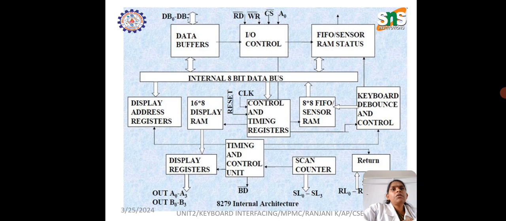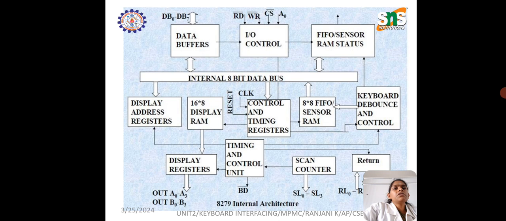In the encoded mode, the counter provides the binary count that is to be externally decoded to provide the scan lines of the keyboard and the display. Next is the decode scan mode. In the decode scan mode, the counter internally decodes the least significant 2 bits and provides a decoded 1 out of 4 scan, that is SL0 to SL3.